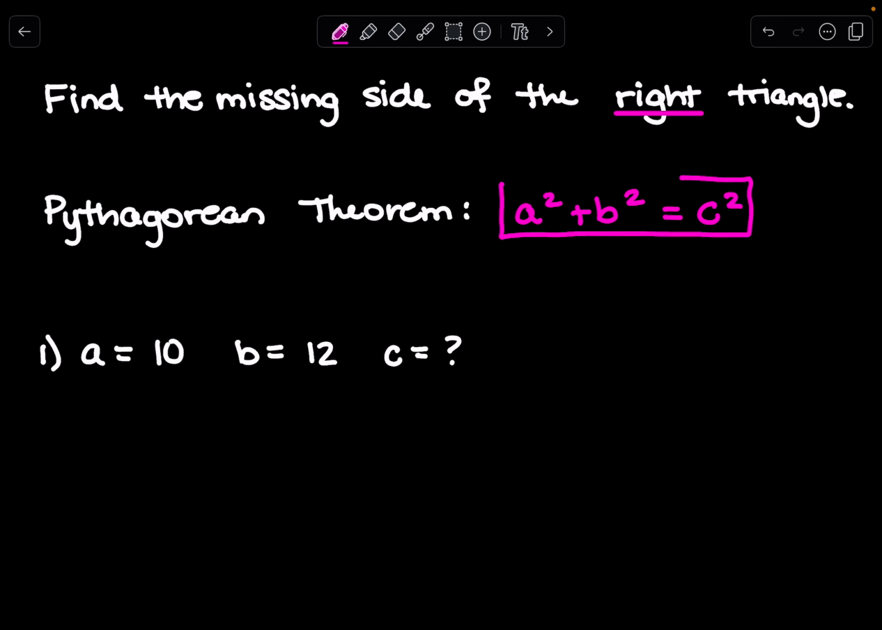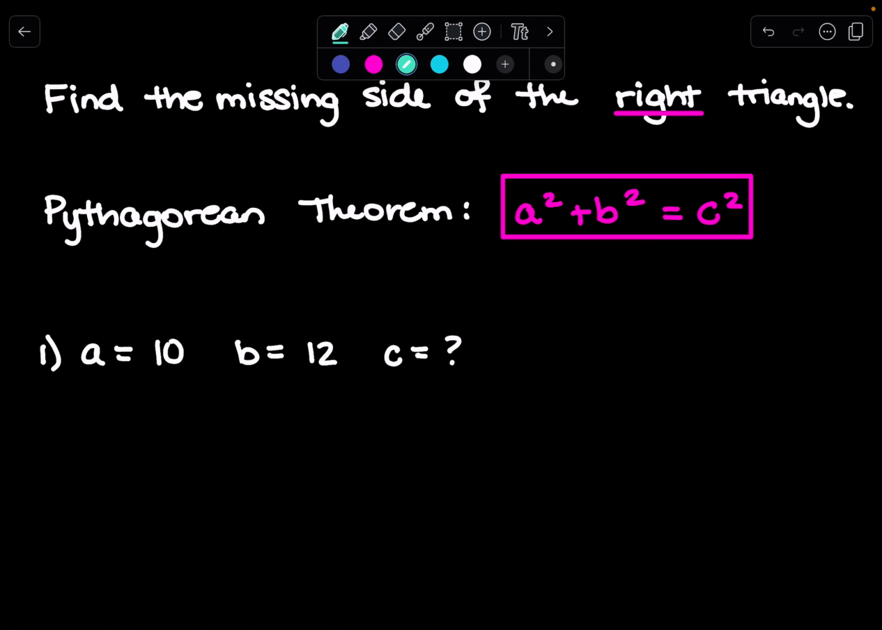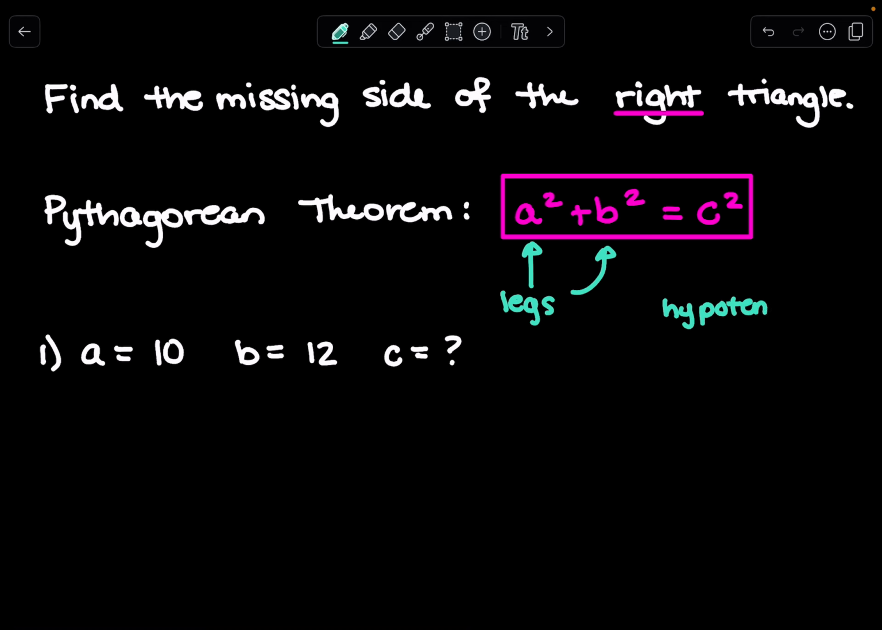The one thing that you need to remember is that a and b, I'm going to label here, are the legs of the triangle. C is the hypotenuse. Okay, so C should always be the longest side.